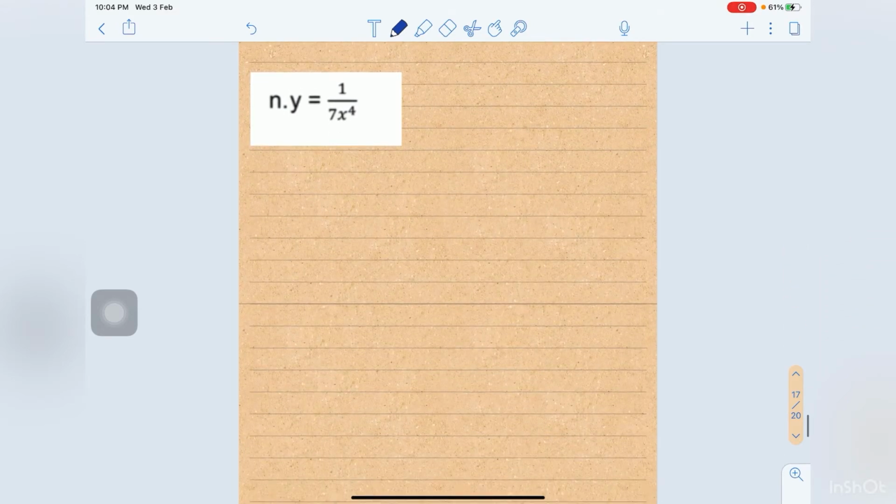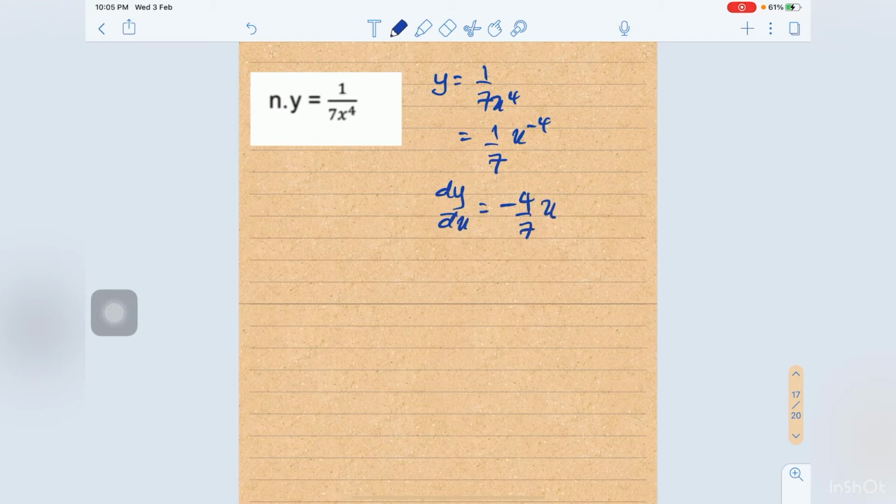Okay, so the last one here, same thing, we just move the variable. So y is 1 over 7 x power of 4. Move up x power of 4: 1 over 7 x power of negative 4. So dy/dx is negative 4 over 7 x power of negative 4 minus 1. So negative 4 over 7 x power of 5.